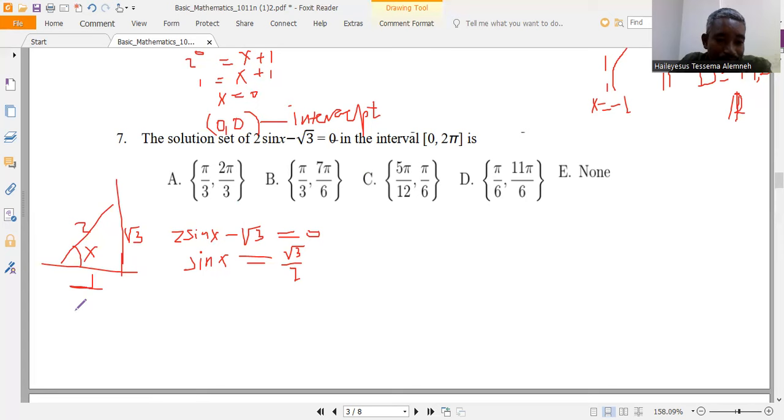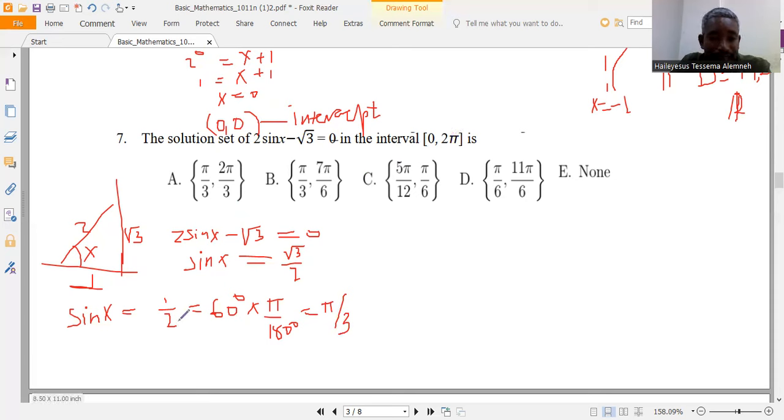So what is the known angle that gives sine x equal to radical 3 over 2? That angle is 60 degrees. If we want to change to radians, we multiply by pi over 180 degrees, and it becomes pi over 3. So the first angle is pi over 3, which is found between 0 and 2 pi.